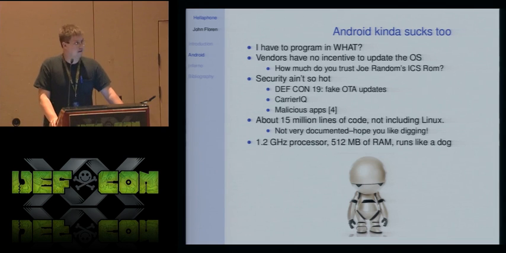There's been a plethora of malicious apps which have showed up. And then you look at the security stuff and you say, well, maybe we should audit it or strip it down to make it a simpler base that we can secure better. But then you realize that there's 15 million lines of code just in Android. That doesn't include the Linux kernel, which is another 15 million lines of code.